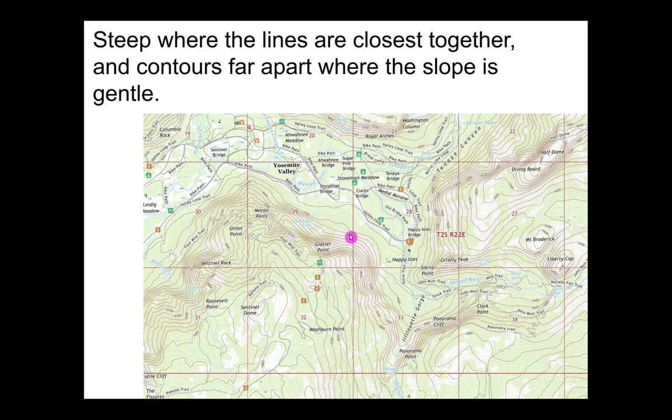So contour lines, where they're close together, it's steep. Where they're far apart, it's flat. Like down here in the valley, there's like 1 contour line, 2, and here they're really close together. Here they're very close together. So that's a vertical face. That's a cliff. That's a cliff. In fact, right there, panoramic cliff. That's a clue.